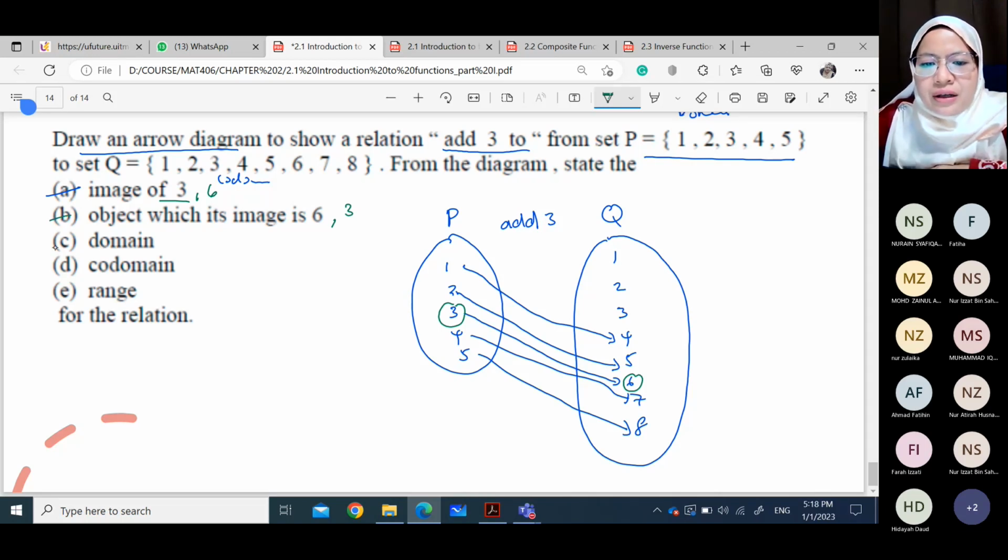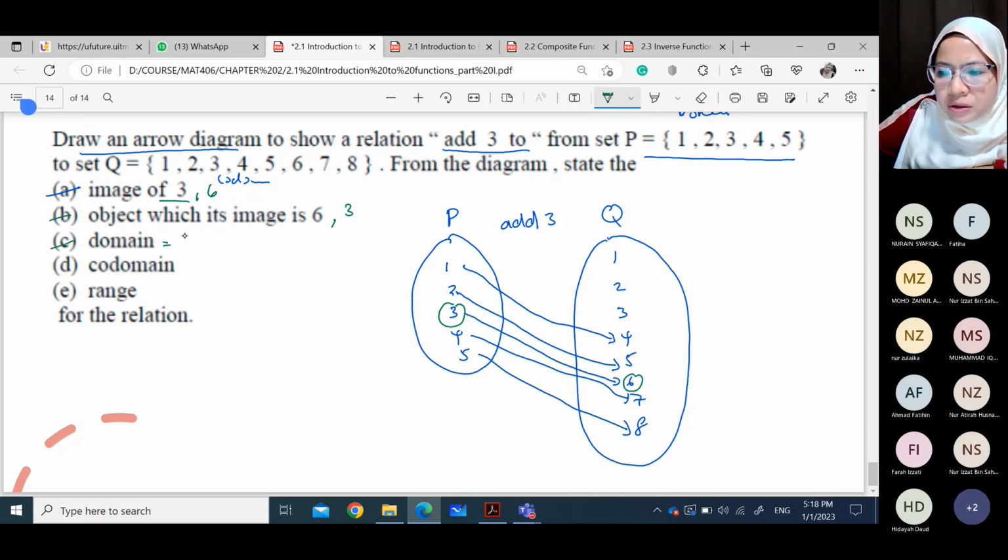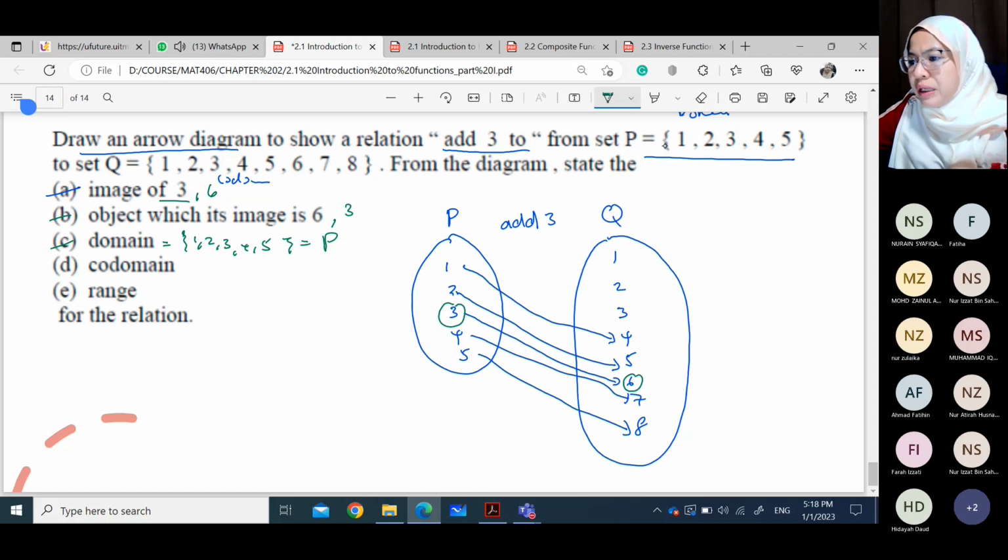Okay. And then domain. So domain apa yang berada dalam P itu semua adalah domain. So domain dia adalah 1, 2, 3, 4, 5. Ataupun it is also equivalent with P. Okay. So just statekan P is a set of 1, 2, 3, 4, 5.